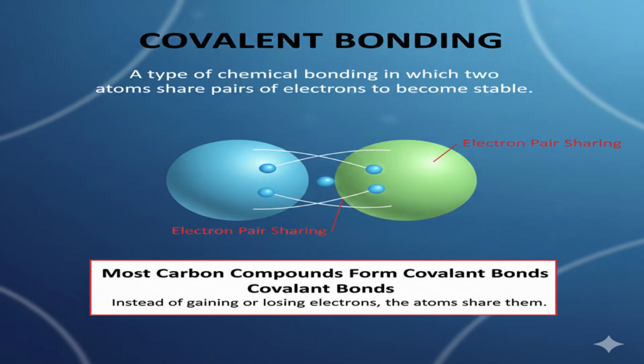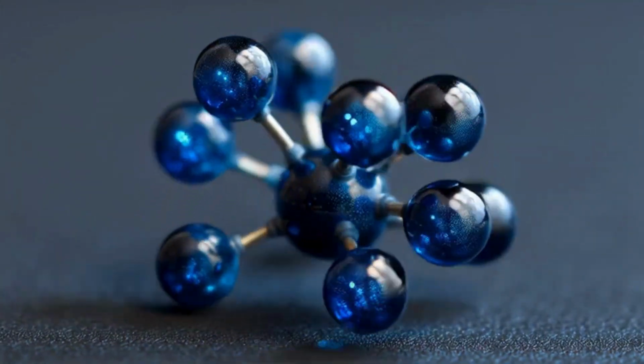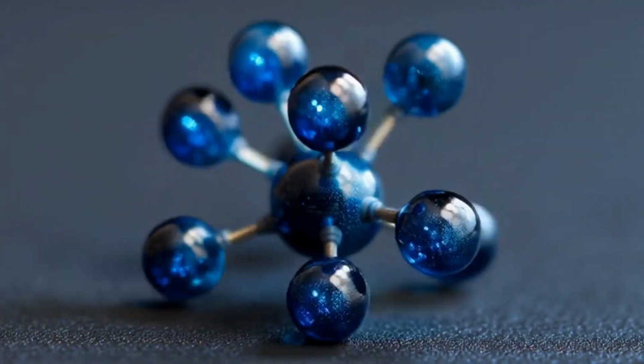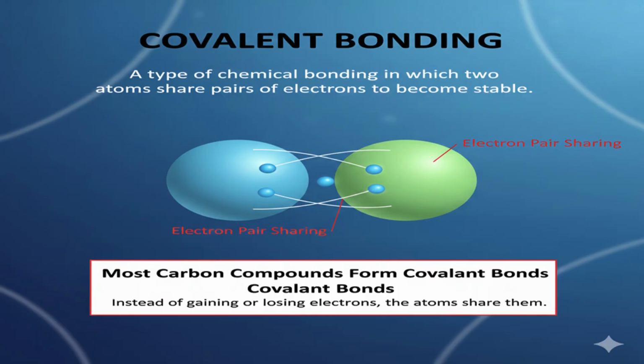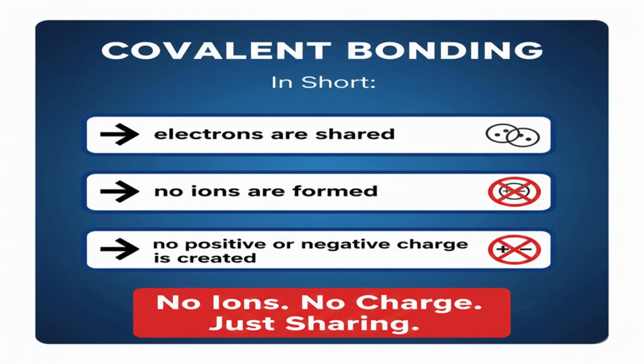Number 2. Covalent bonding. Covalent bonding is a type of chemical bonding in which two atoms share a pair of electrons to become stable. Instead of gaining or losing electrons, the atoms share them. Most carbon compounds form covalent bonds. In short, electrons are shared, no ions are formed, no positive or negative charge is created.